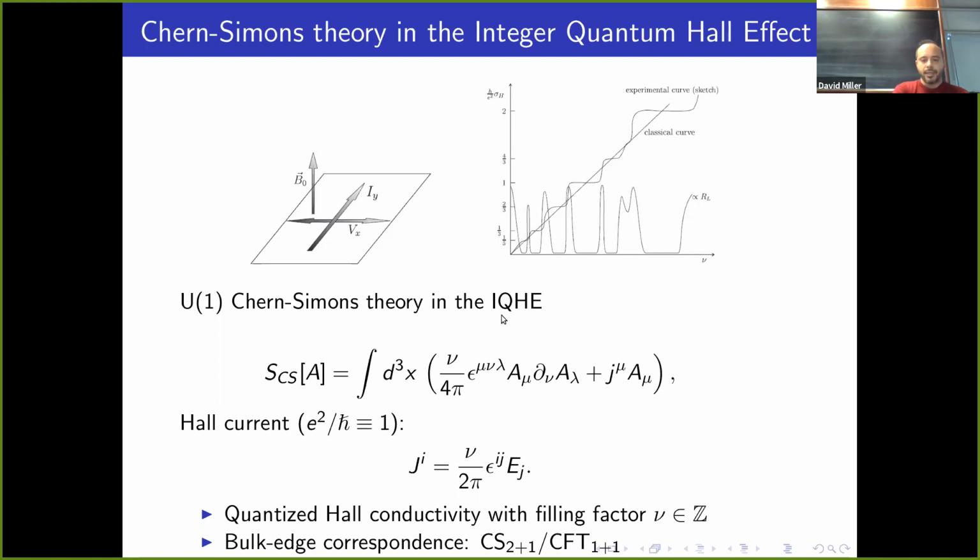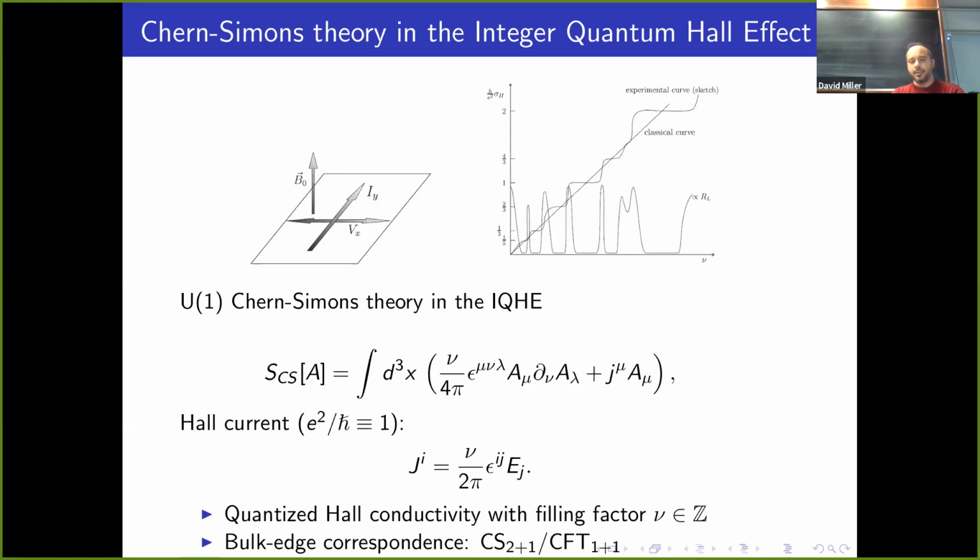As I said, we know everything about the integer. Indeed, the simplest, the abelian Chern-Simons theory, is a very natural theory for the integer quantum Hall effect, because it's a topological quantum field theory in 2+1 dimensions. In this case, it's a U(1) theory. This first part is completely metric independent, and there is a coefficient here that is an integer number. People also call it the Chern number.